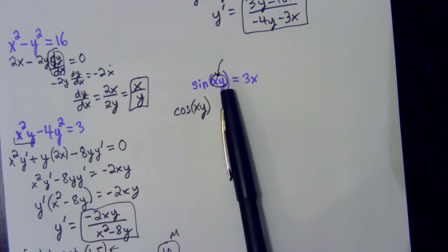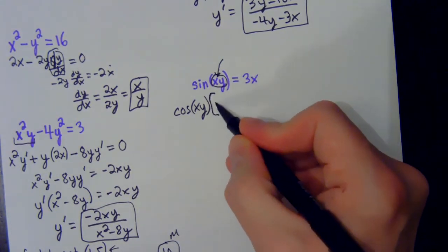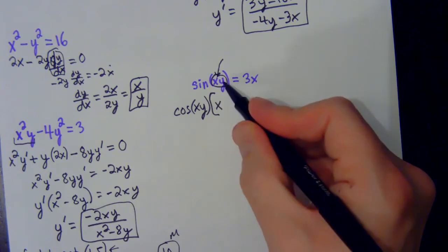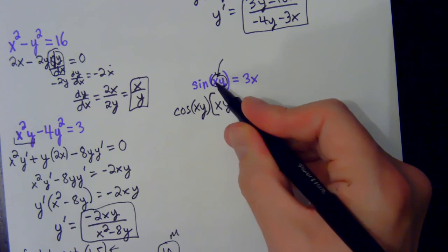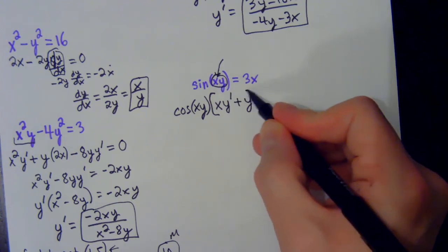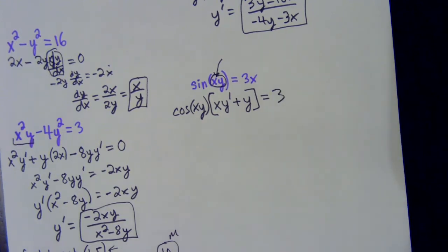Now you're pretending that's your original problem. That's x times y. Guess what? That's another product, and you have to use the product rule right here. So you go first times the derivative of the second, the derivative of y is y prime, plus the second times the derivative of the first, and the derivative of x is just 1. So there's my product rule, and the derivative of this side is going to be 3.